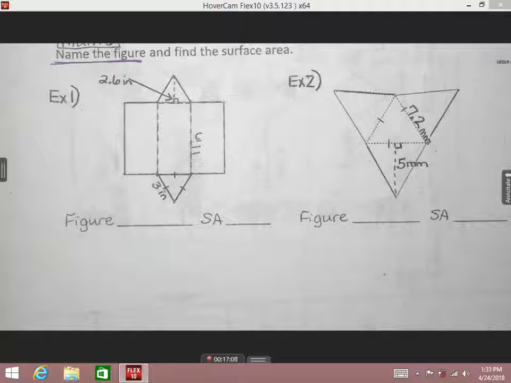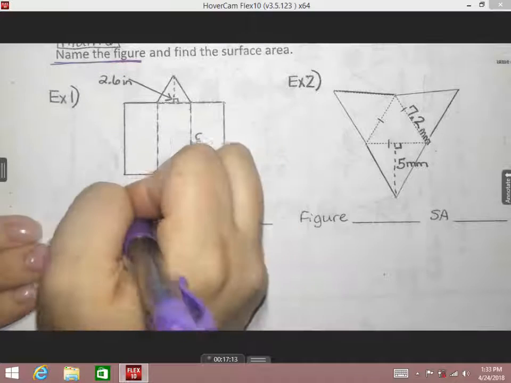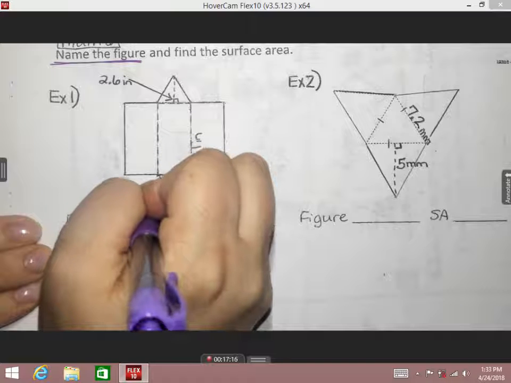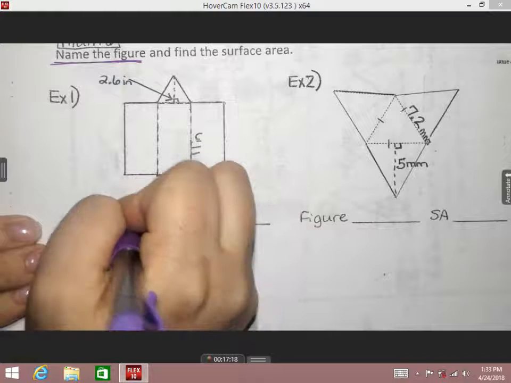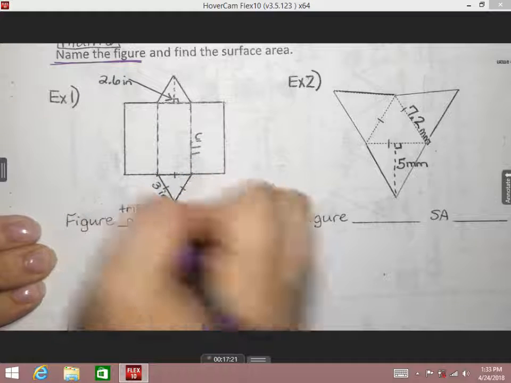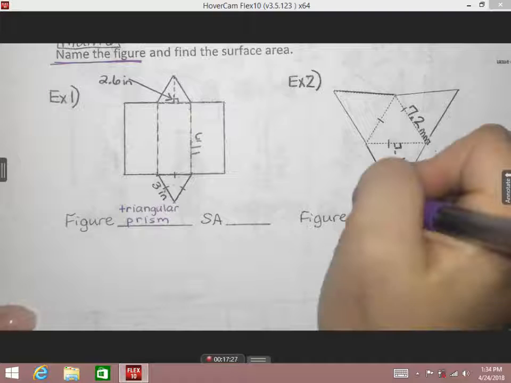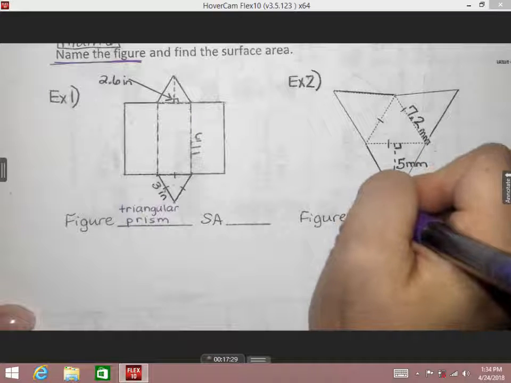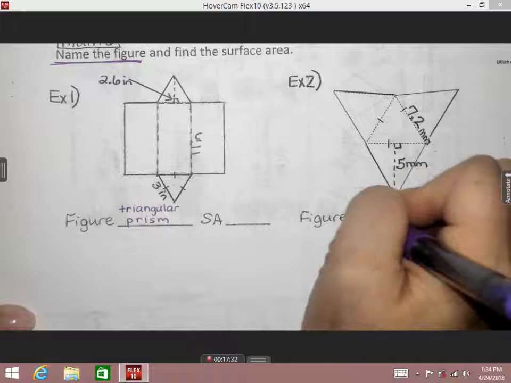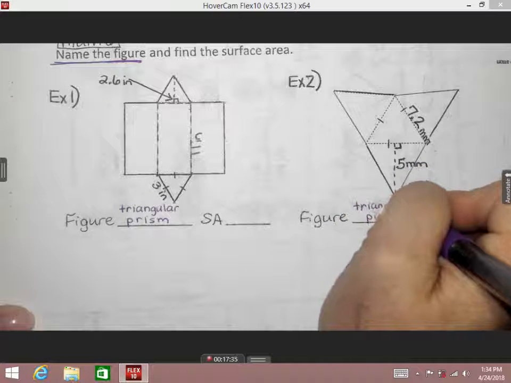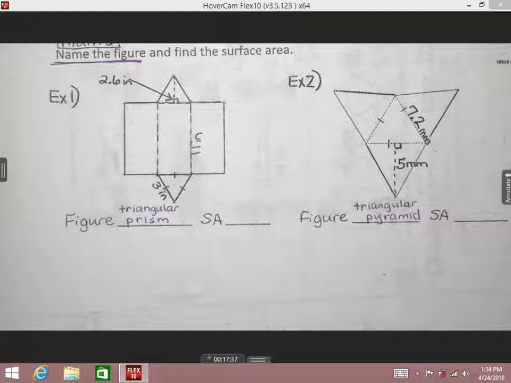Example 1, raise your hand if you can give me the entire name. What is example 1? Natalie. A triangular prism. Awesome job. Triangular prism. Awesome. Example 2. What is example 2? Braxton. Triangular pyramid. A triangular pyramid. All right, before we move down, are there any questions on where we got those names from? Example 1, are we okay with that being a prism? Are we okay with example 2 being a pyramid and it being triangular?